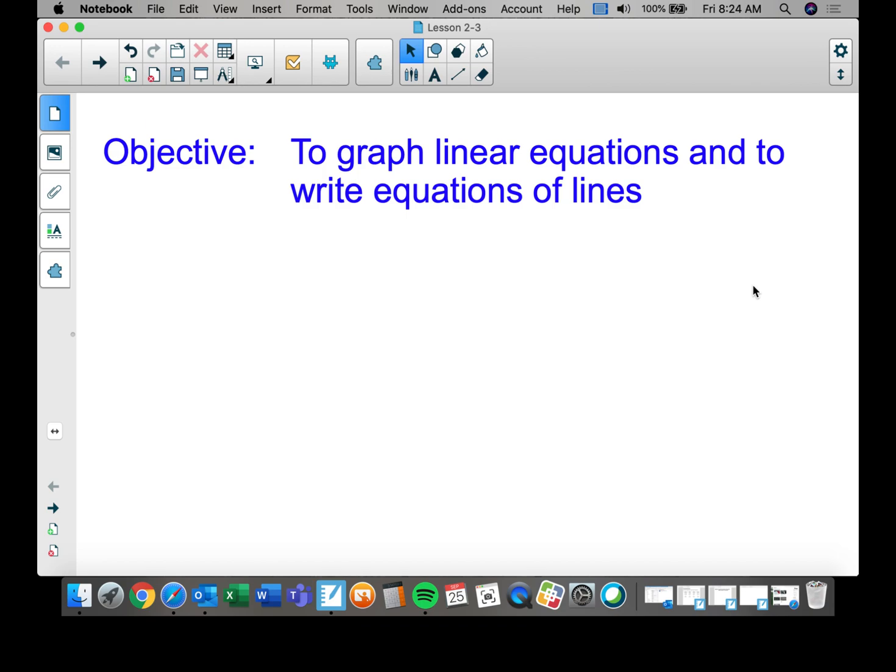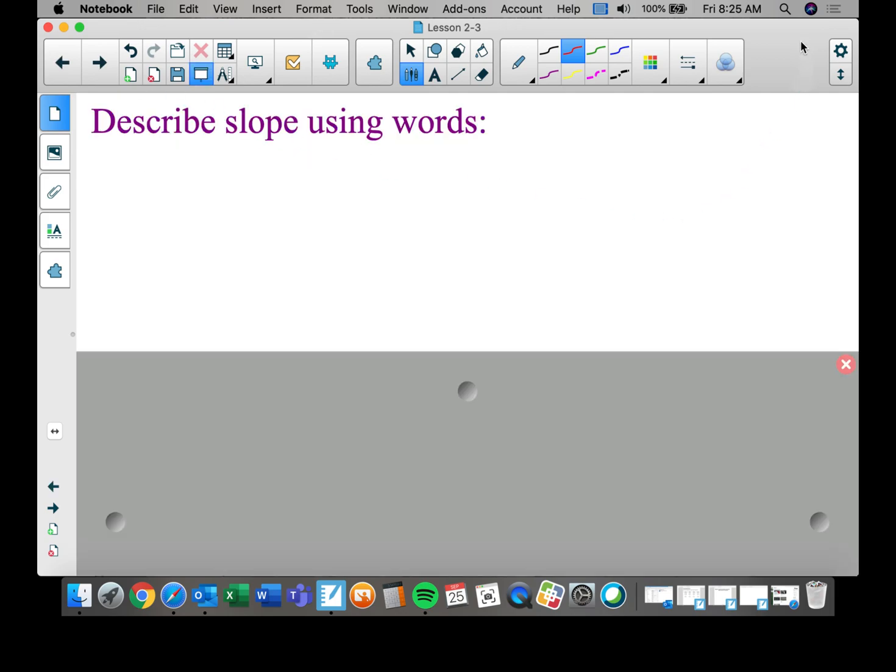We're going to be looking at linear functions in this chapter, and lines and slope and all that stuff that goes with it. And today in Lesson 2.3, the objective is to be able to graph linear equations and to write equations of lines. So it should be mostly review for you, but we'll see where we're at and we'll go from there.